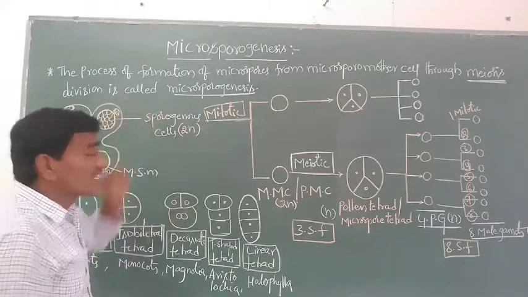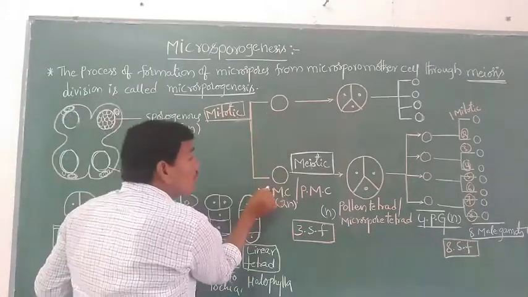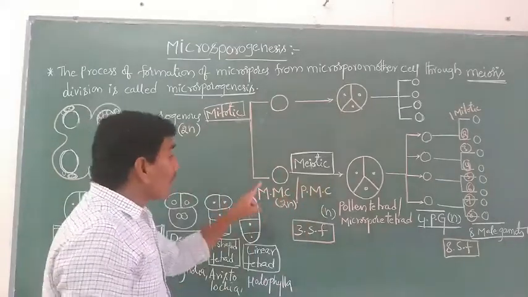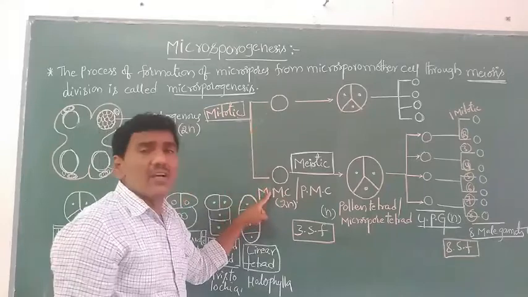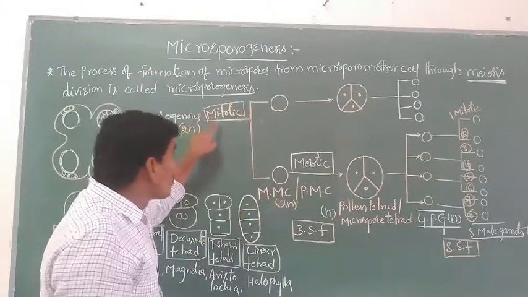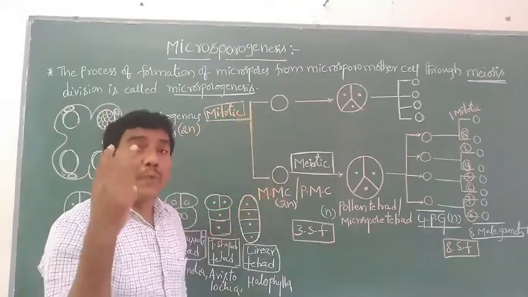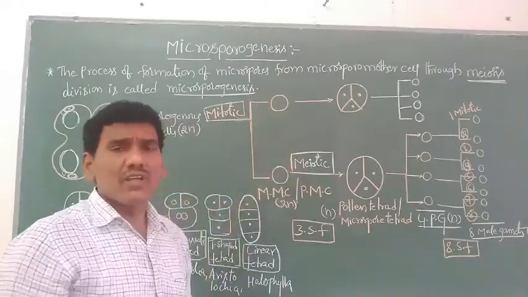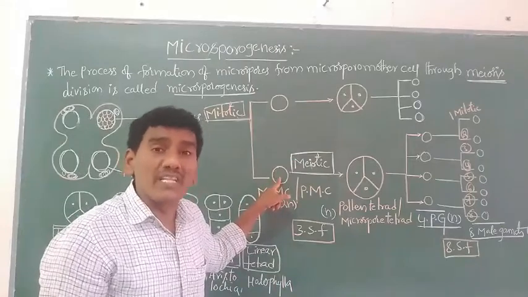The sporogenous cells undergo mitotic division to form microspore mother cells, or pollen mother cells. The ploidy of the microspore mother cell is diploid. The microspore mother cells, or pollen mother cells, develop from the sporogenous cells through mitotic division. How many pollen mother cells are developed? Two pollen mother cells are developed. Here we have discussed only one pollen mother cell, or one microspore mother cell.